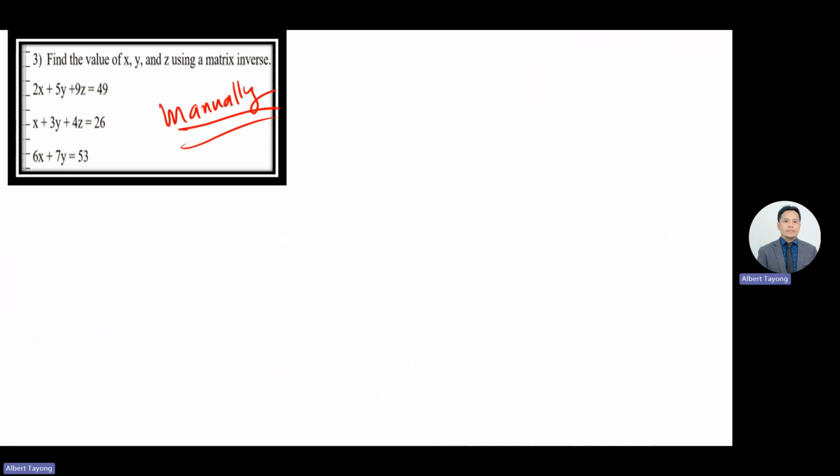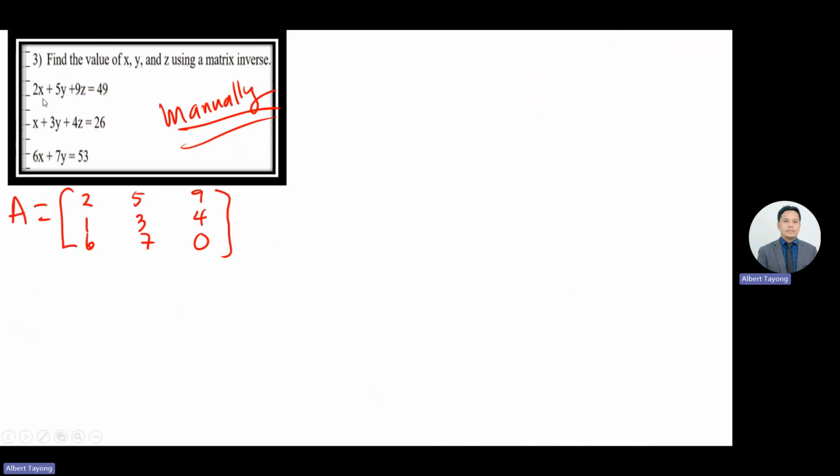The first step that you're going to do, of course, is to generate the matrices. So let's start with matrix A. Matrix A actually contains all the numerical coefficients before the variables. So we have 2, 5, 9. Then we have 1, 3, 4. Then we have 6, 7, and 0.